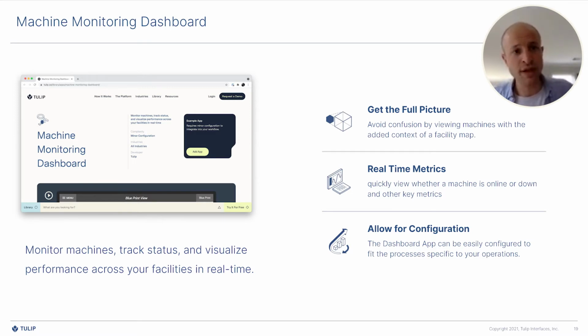So the first one I want to share is the machine monitoring dashboard. The machine monitoring dashboard is an app in the library that allows you to monitor machines, track status, and visualize performance across your facilities in real time. We'll be showing some of these analyses that you can build later on, but first of all, you get the full picture. So you can have the context in the facility map, like we were showing earlier, a top-down view of the facility and understanding which machine is running in real time and which is not. You have real-time metrics to quickly view whether a machine is online or down.